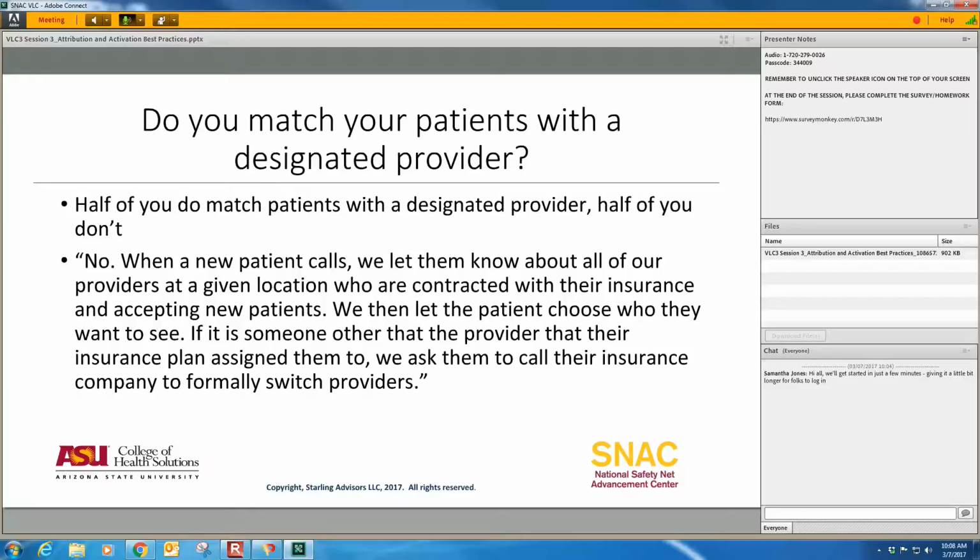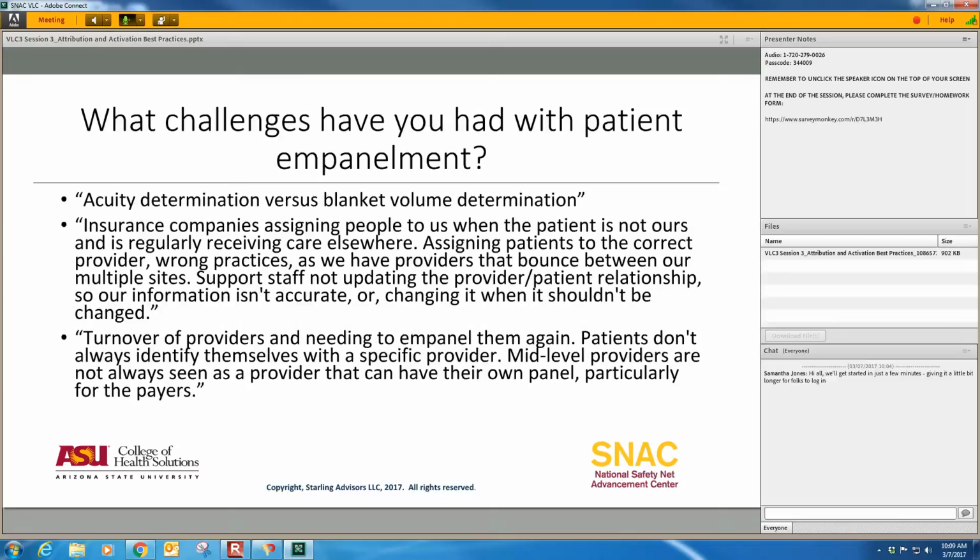One response iterated a reason why maybe you wouldn't opt to do this: we don't empanel. When a new patient calls, we let them know about all of our providers at a given location who are contracted with their insurance and accepting new patients, and then they let the patient choose who they want to see. So this practice chooses to go through patient choice rather than a back-end view where they're empaneling their providers based on a pull of data from their EHR or something like that. So, an interesting approach. What challenges have you seen with patient empanelment?